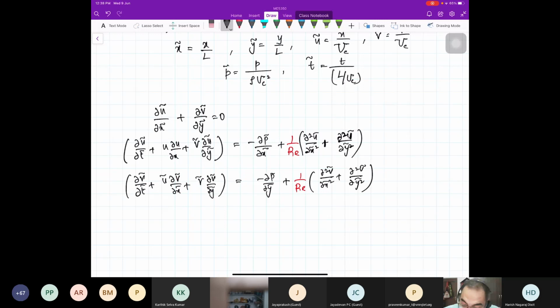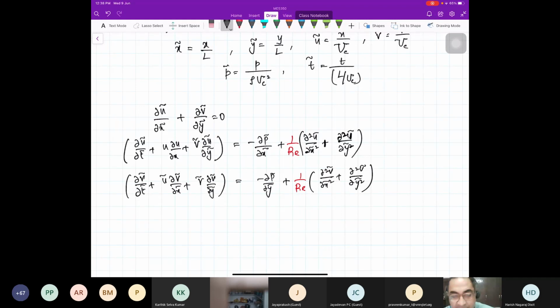This is my Navier-Stokes now, the non-dimensional Navier-Stokes. Now this Reynolds number is extremely important. You have to do this very carefully, otherwise you will not get a non-dimensional equation. You will not get a Reynolds number like this.